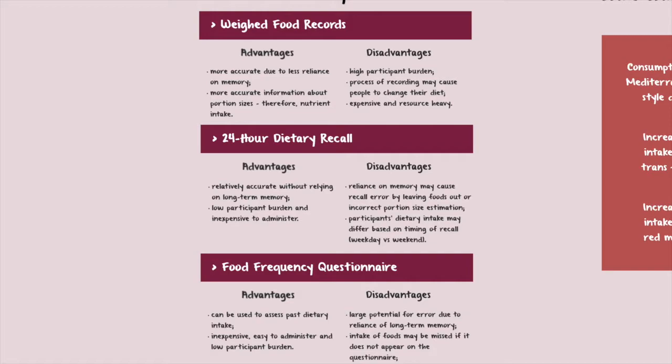In a weighed food record, participants record everything that they eat and drink over a period of several days or weeks. The advantages of this method are that it is more accurate, as there is no reliance on memory. It also provides more accurate information about portion sizes and therefore nutrient intake. However, the disadvantages of this method are that it places a high burden on participants. The process of recording can also cause an individual to change their diet. Lastly, it is expensive and requires a lot of resources.